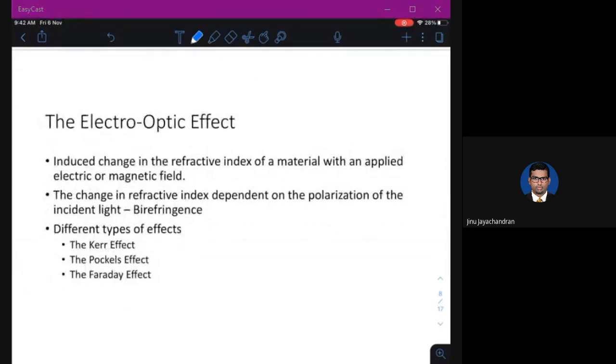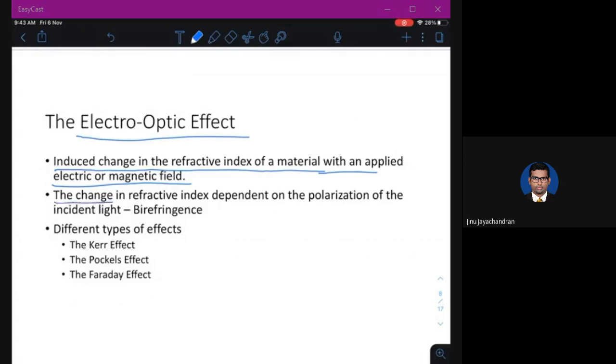Now we come to something called the electro-optic effect. So what is an electro-optic effect? It means an induced change in the refractive index of a material with an applied electric or magnetic field. When you apply an electric field or magnetic field, the refractive index of the material will change. Not all materials have that property, only some materials do. Mostly these are anisotropic materials.